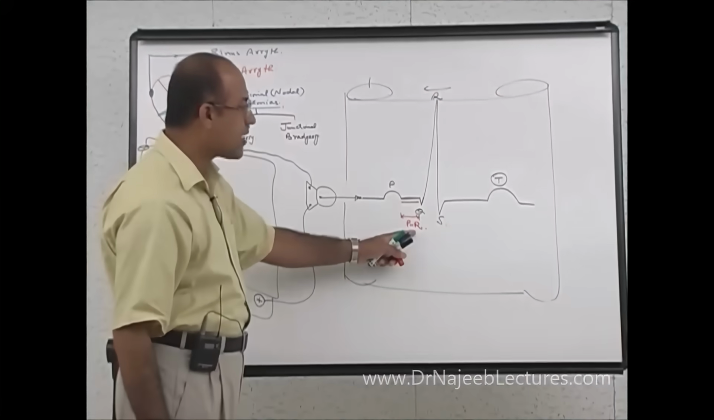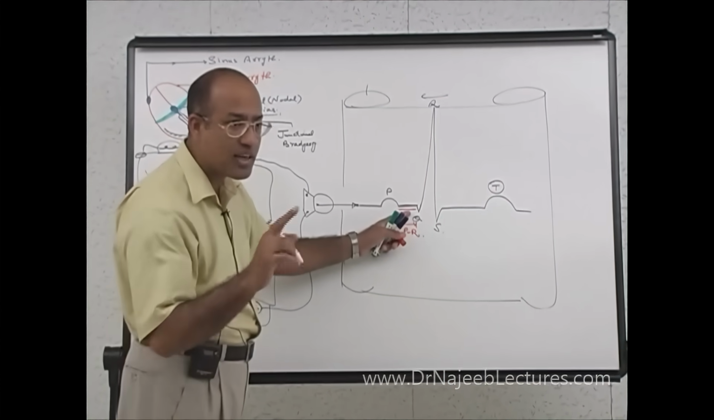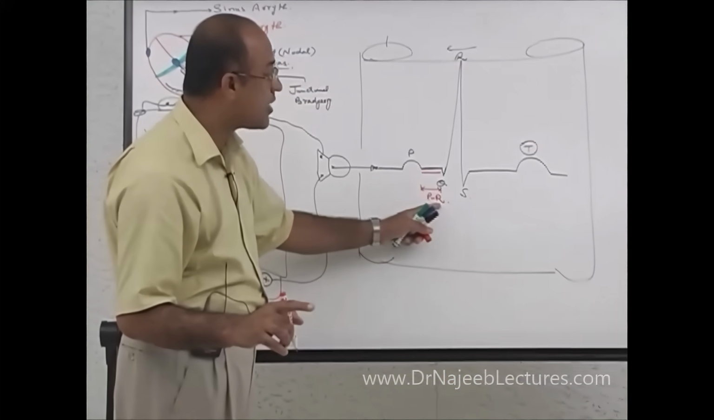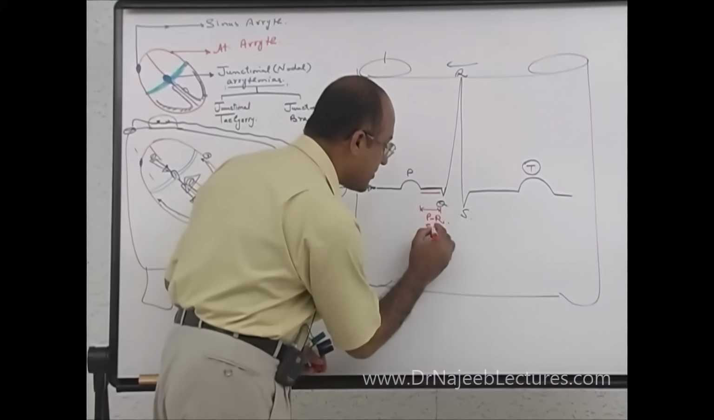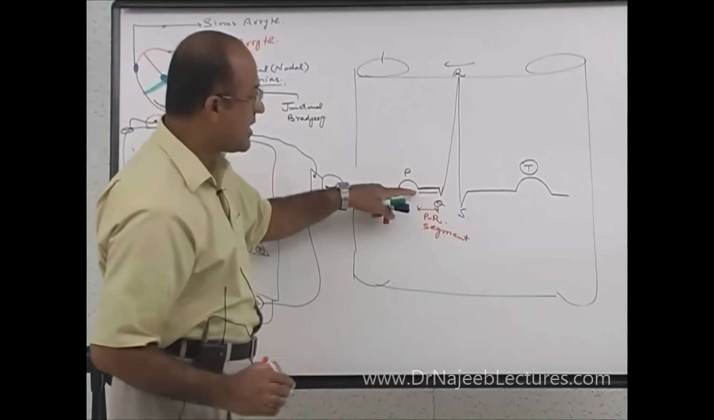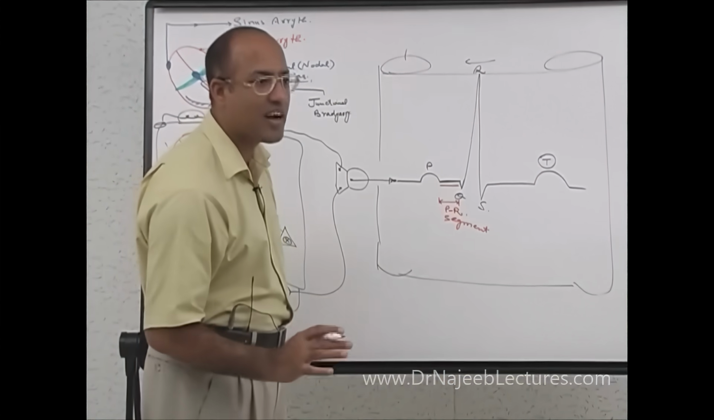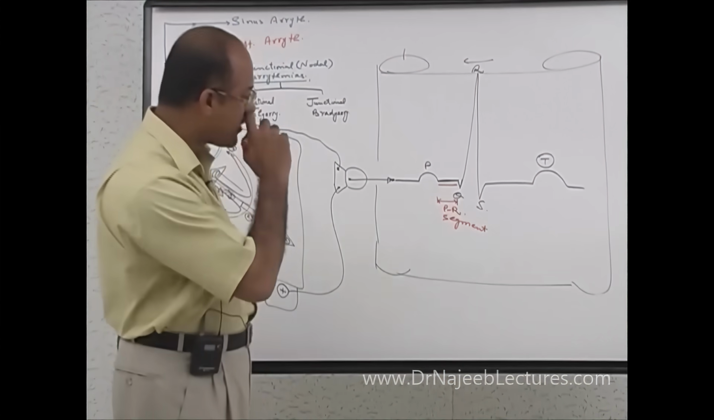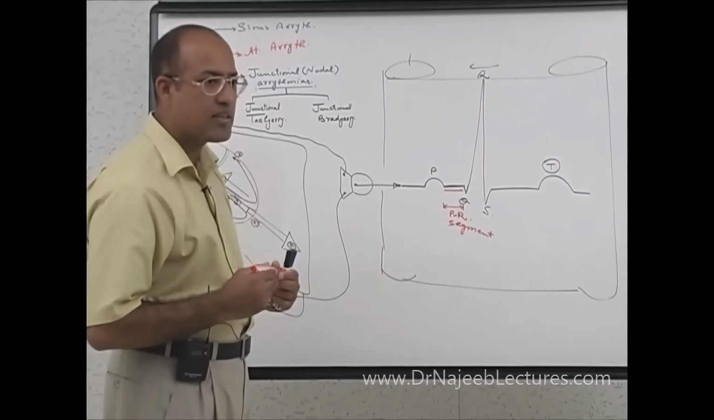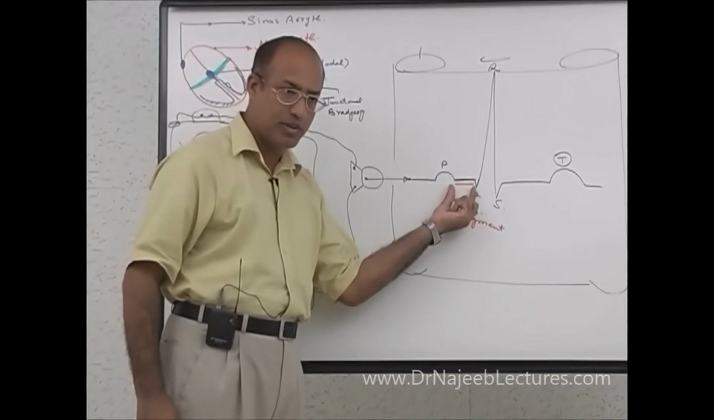Why do we call it PR? Because in most of the leads, Q wave is absent. So that is why it is called PR segment. But actually, if Q wave is present, then the segment should be terminated as soon as Q wave starts. So it is classically called PR segment. PR segment is the duration for which the current is held in AV node.